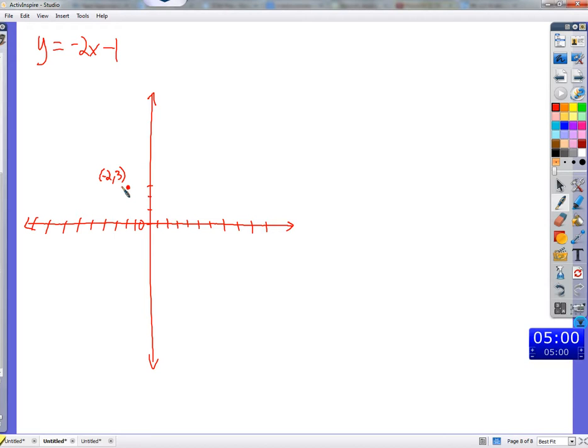When will y be worth -1? When x is 0. So what do we call that point right there on the y-axis? Y-intercept. So that's a useful point to know. And when will y be worth 1? When x is -1. So if x is -1, then y can be 1.